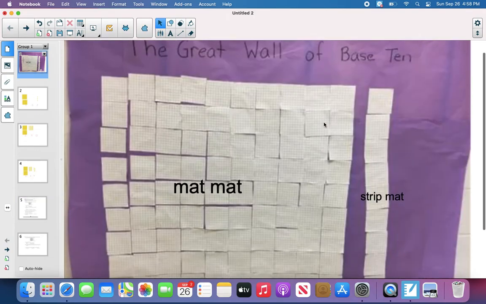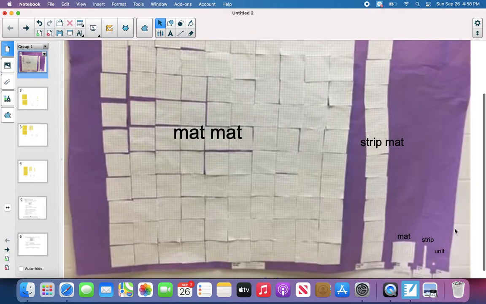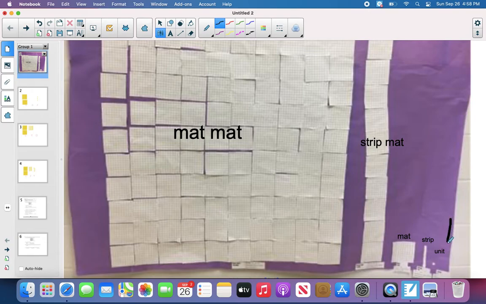So let's first jump to the wall. Here's the great wall of base 10. And we start at the right side of the wall. This is a unit down here, and it's worth 1. The next one is called a strip. So a strip is really 10 units combined together. And if you notice, when it moved from here to here, it's like times 10.